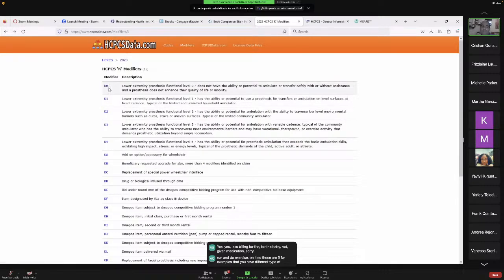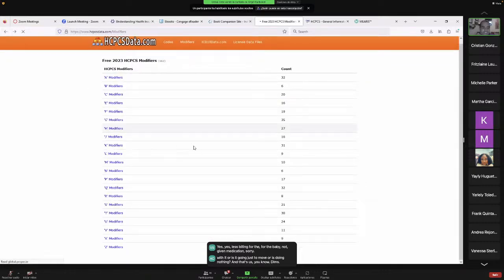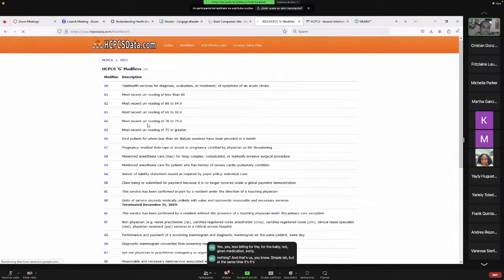So those are 3-4 examples that you have different types of modifiers for a specific thing, and they're all the same. You have to go to prosthetic, then it will tell you look for the modifiers, and you look, and then it will tell you K0 to 4, and then you start looking. Is it going to walk on it normally? Is it going to run with it? Or is it going just to move? Or is it doing nothing? And that's, as you know, again, simple-ish, but at the same time, you still have to read it.